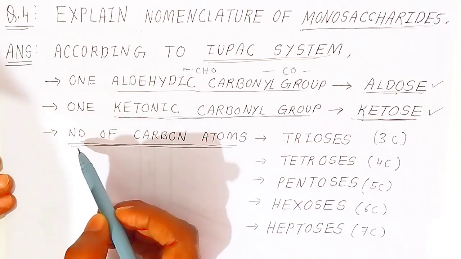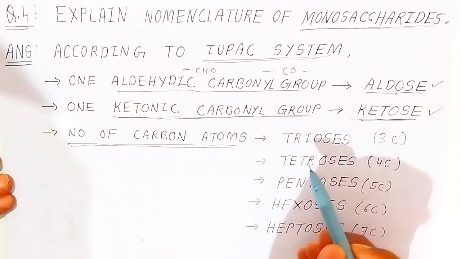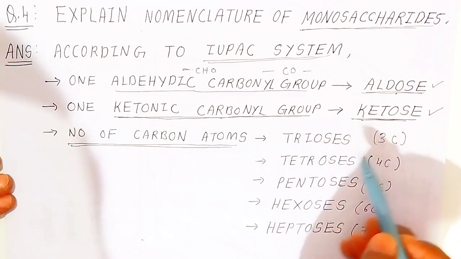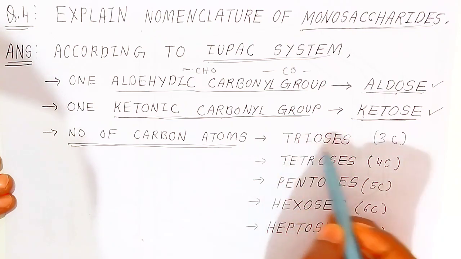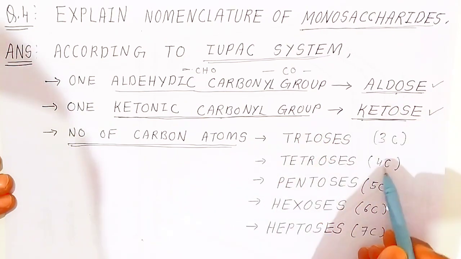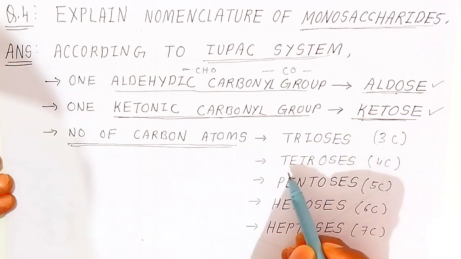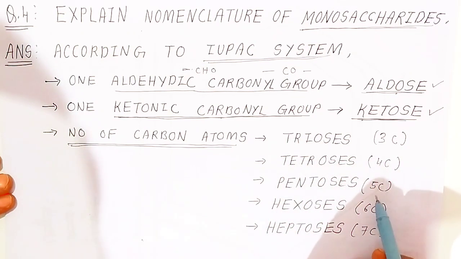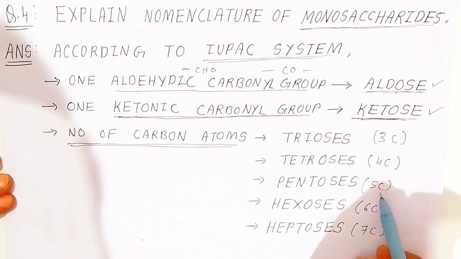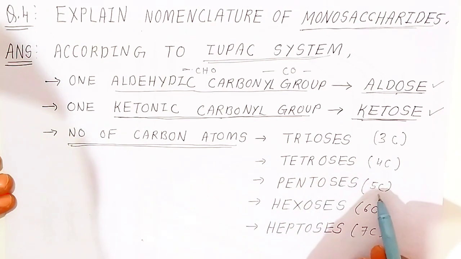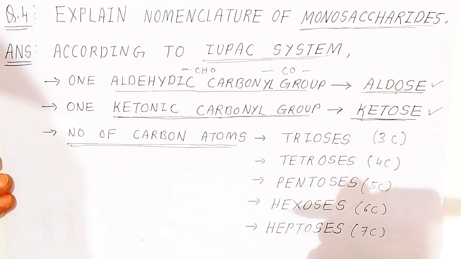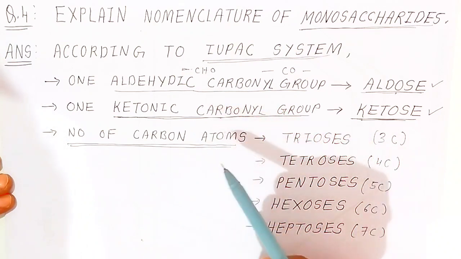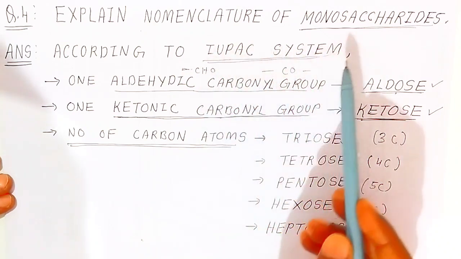Now the third rule is the number of carbon atoms. If a monosaccharide is made up of 3 carbons, we call it triose. Tri means 3 carbon. If it consists of 4 carbons, we call it tetrose. If it has 5 carbons, pentose. If it contains 6 carbons, hexose. If 7 carbons, heptose, and so on. These are the fundamental rules to name the monosaccharide.